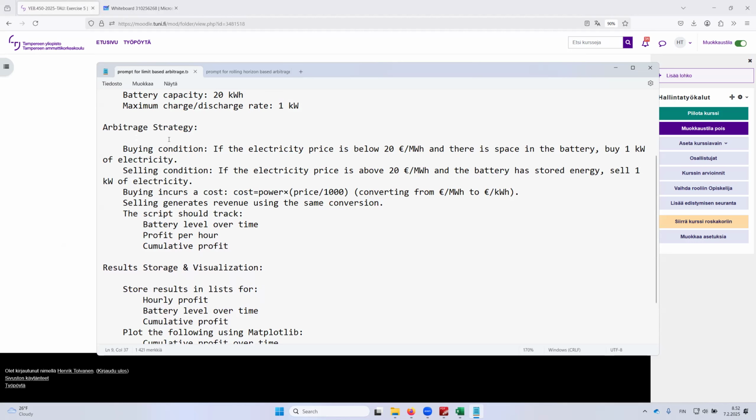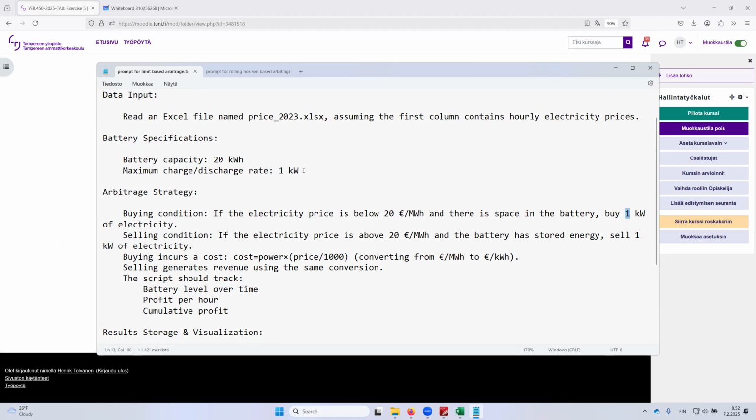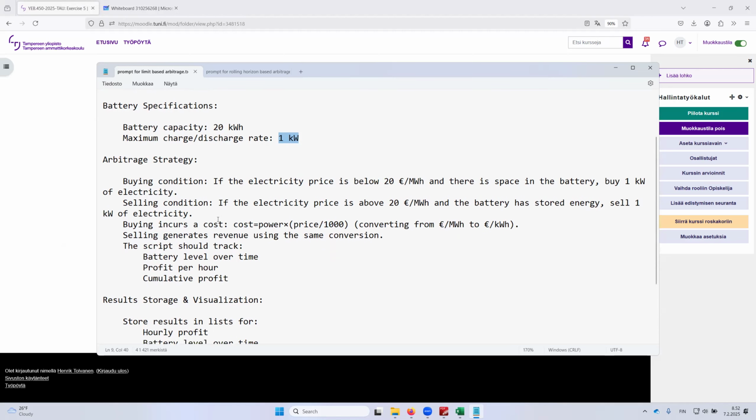And then you have the arbitrage strategy, buying condition. If the electricity price is below, let's say 20 euros per megawatt hour, and there is space in the battery, buy 1 kilowatt of electricity or kilowatt hours, however you want to prompt it. So at this point, I'm going to say to only use this maximum level of charge or discharge. Now the selling condition is going to be that if the electricity price is above 20 euros per megawatt hour and the battery has stored energy, sell 1 kilowatt hour of the energy.